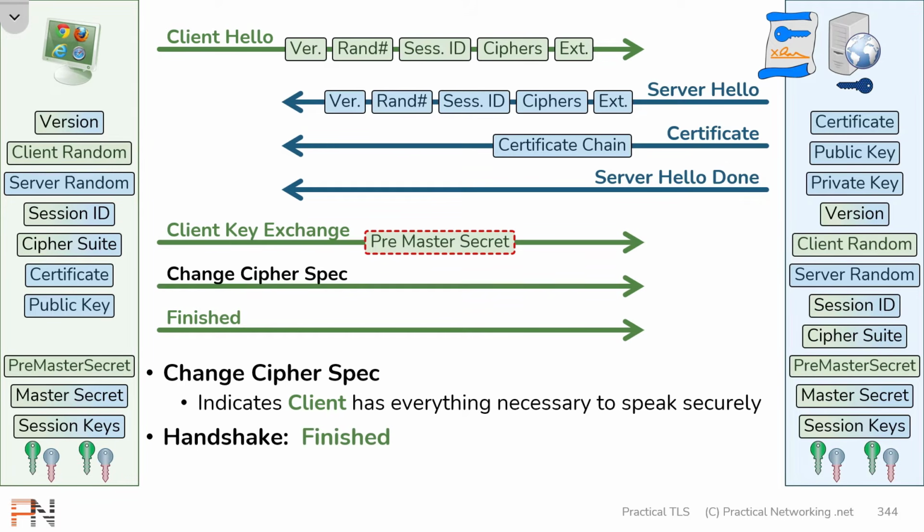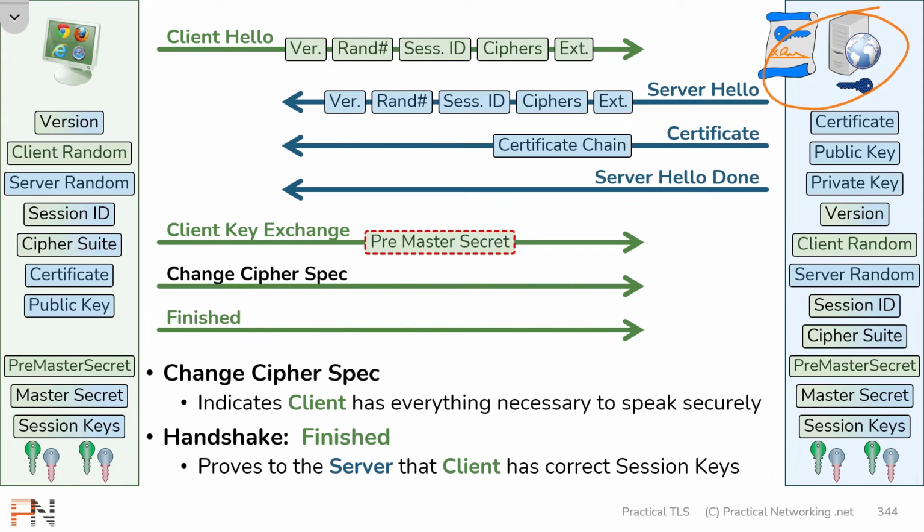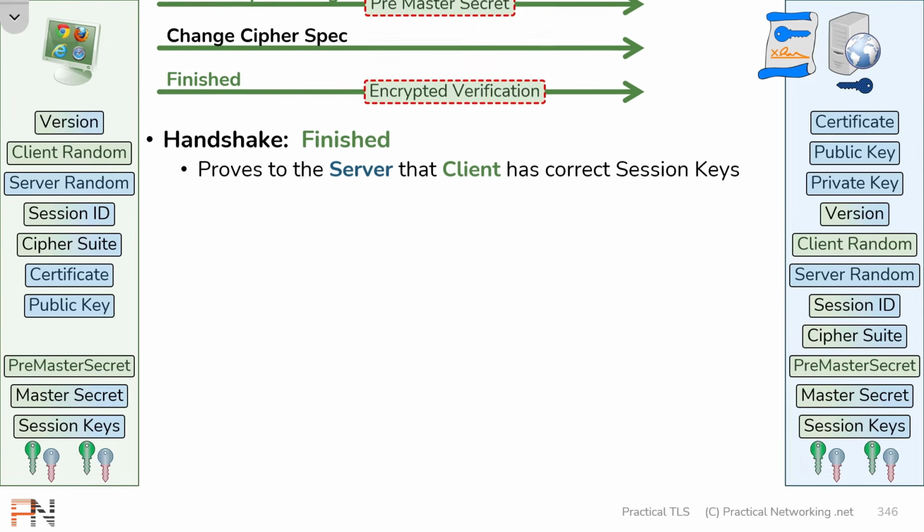The finished record is a handshake record and is going to be used to prove to the server that the client has the right session keys. That's going to be done using a special value known as the encrypted verification. Let me show you how that is constructed.